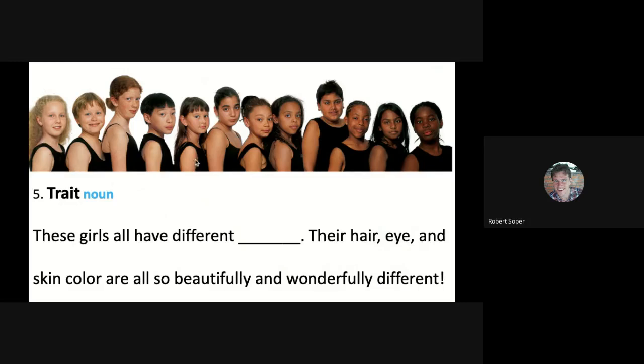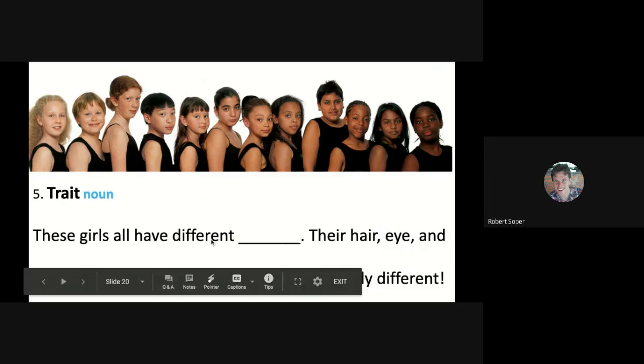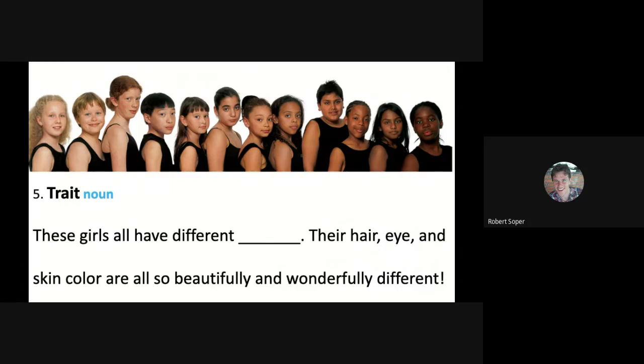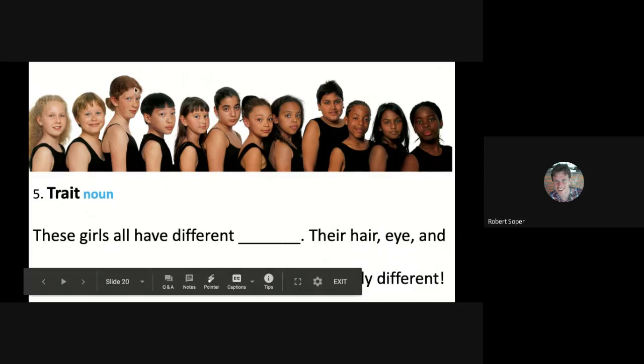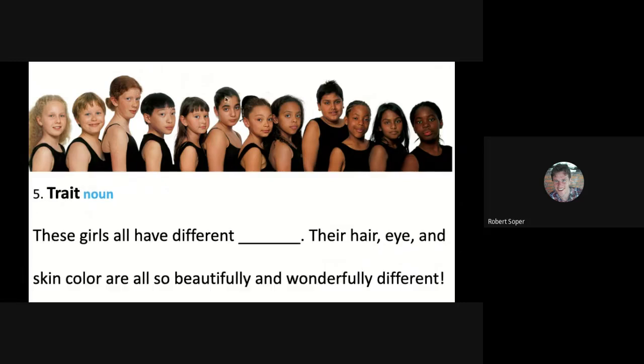Looking at this picture here, we could say these girls all have different traits. Their hair, eye, and skin color are all so beautifully and wonderfully different. And that's true. Yep, they all have different traits. Here we've got a redhead, black hair, here we've got blonde hair, so their hair color is different. We've got different color eyes. Some people have blue eyes. Some people have brown eyes, and their skin color is different.